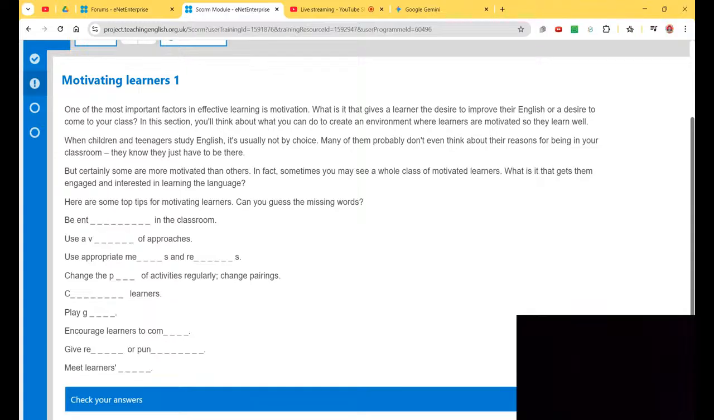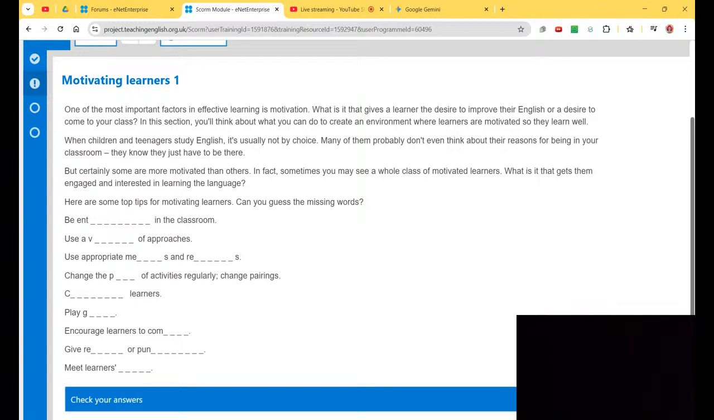When children and teenagers study English, it's usually not by choice. Many of them may not be happy about being in your classroom. They know they just have to be there. But certainly some are more motivated than others. In fact, sometimes you may see a whole class of motivated learners. What is it that gets them engaged and interested in learning the language?